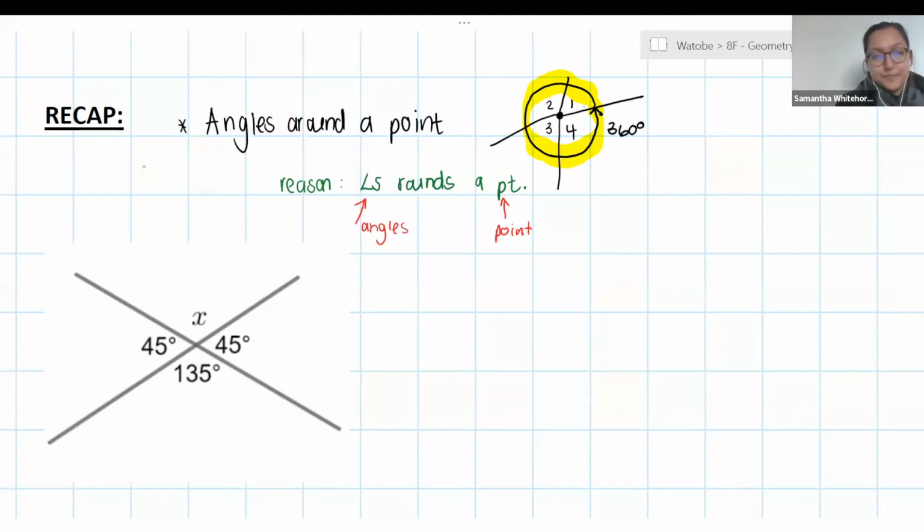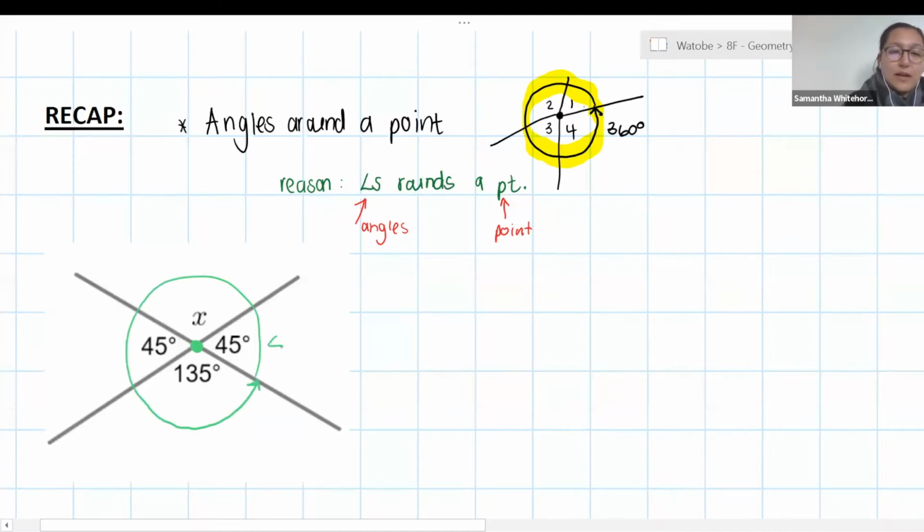Looking at my question, I can see that I've got a central point over here that I'm drawing in green. If I add all of the angles around that central point, so this 45, the X, the 45, and the 135, I should get 360 degrees. So we can write an equation for ourselves.